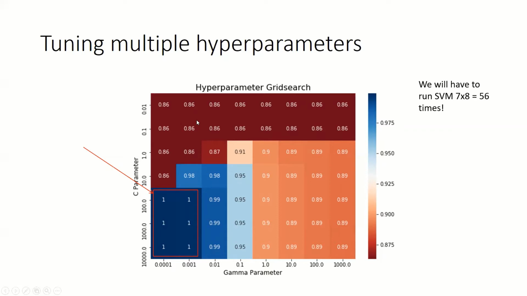So when you do this, because you're trying out all these different variables, for every square in this grid search you are running SVM, which means in this case it's 7 times 8, or 56 times. So what you'll find is that hyperparameter tuning is where it takes a long time to train your models and get the best accuracy. You're running the machine learning algorithm loads of times.